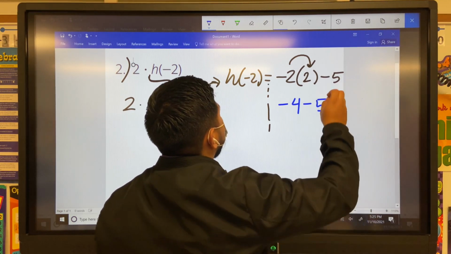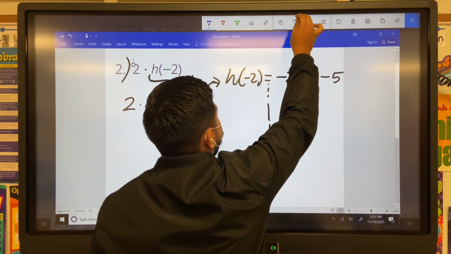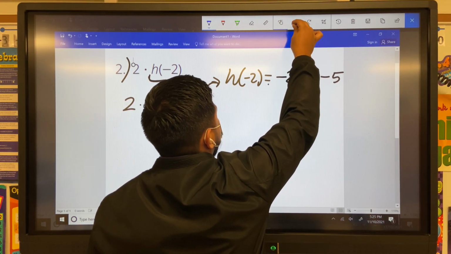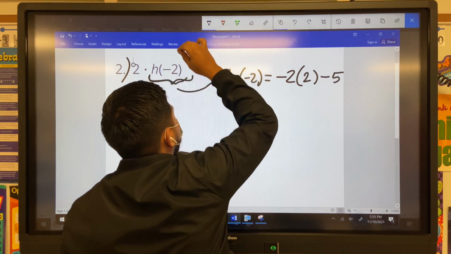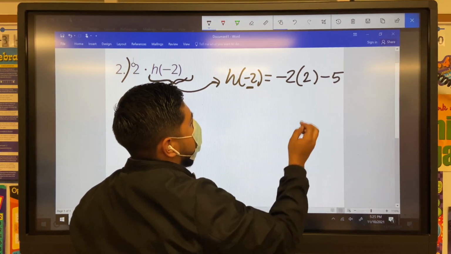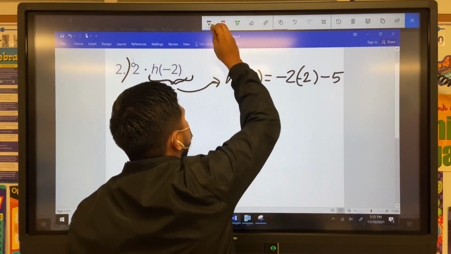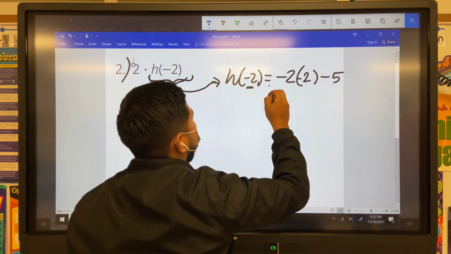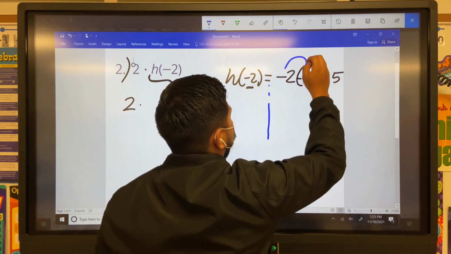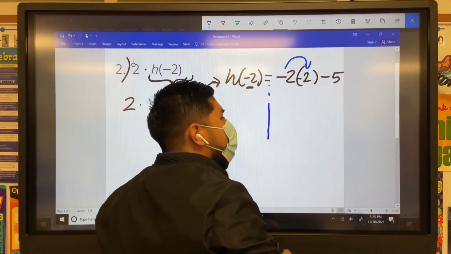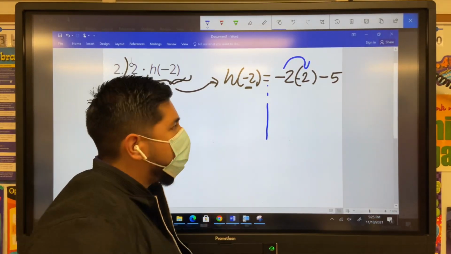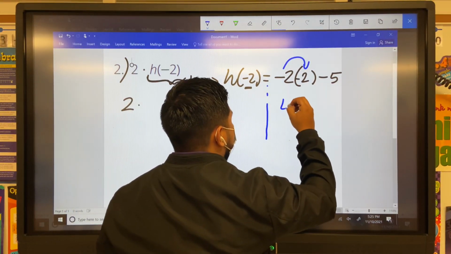Oh, I messed up. See, this is where I miss the kids inside the class sometimes. That's okay. Right here is x. It's supposed to be negative 2 inside also. That was my fault. Apologies, ladies and gentlemen. Negative 2 times negative 2. Negative, negative is positive. 2 times 2 is positive 4.